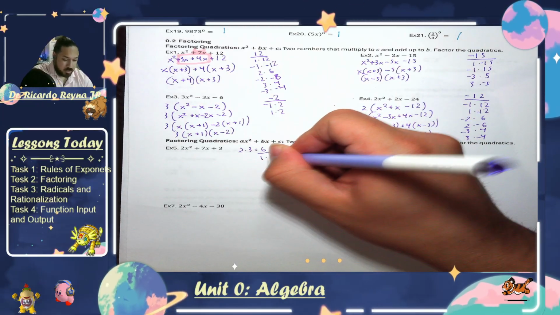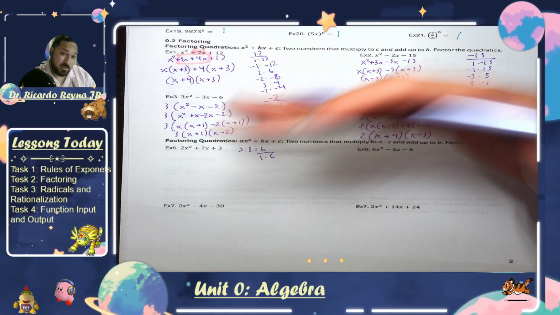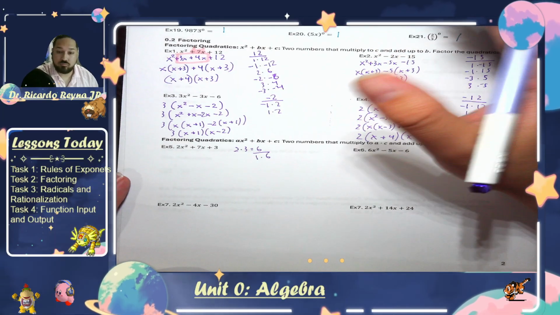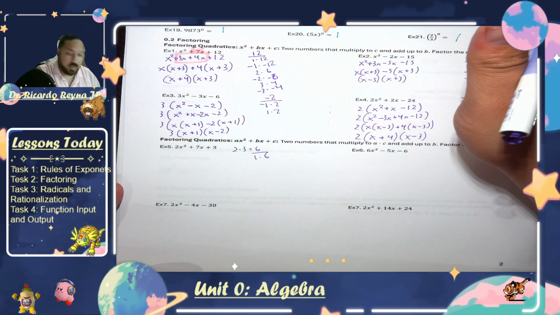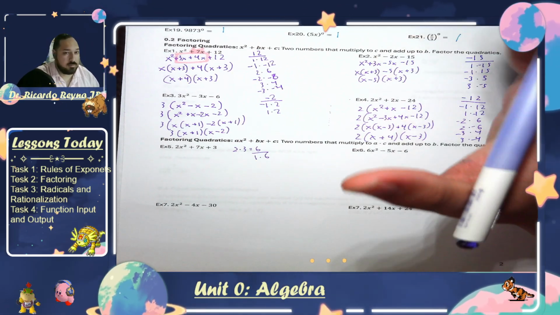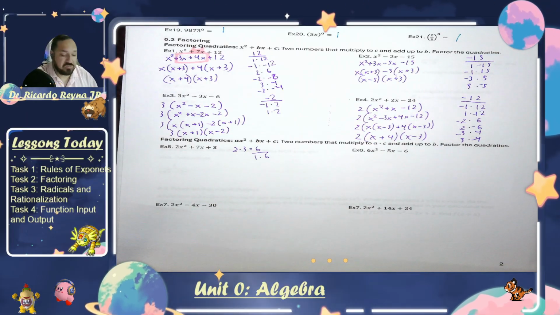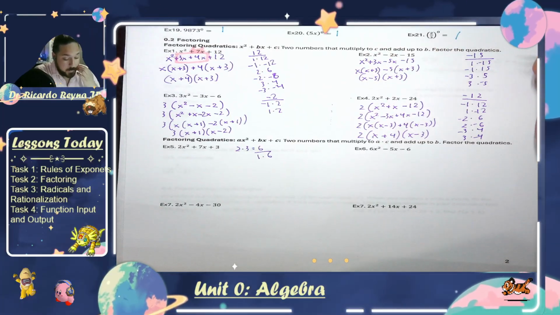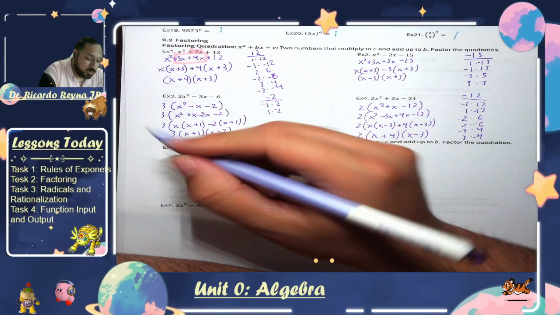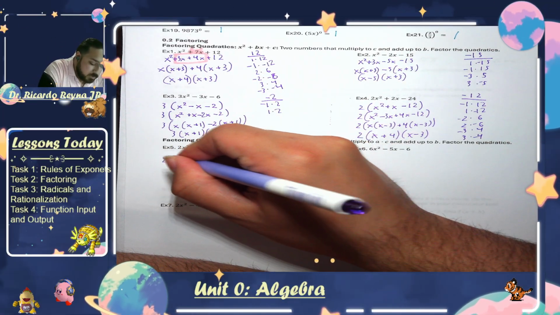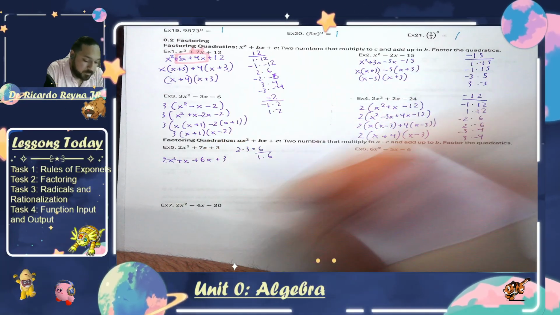I'm gonna stop writing down all the factors just to save time in the video, but let me know if anybody needs an explanation on that, I don't mind. Okay, so we see the right way: 1 times 6 will add up to 7. So we can just jump to that. We got 2x squared plus x plus 6x plus 3.